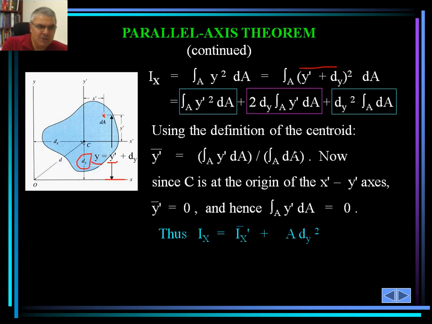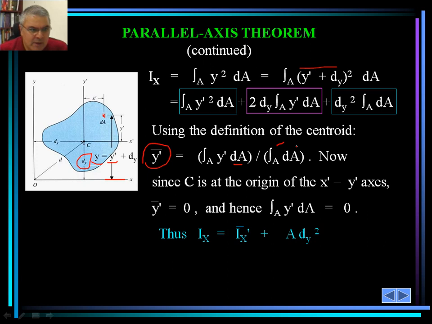And as such, you can see there are three terms here. As you can see, the first term relates to the definition of the centroid, doesn't it? So the definition of the centroid is y prime bar equals the integral over the area of y prime dA, the differential element, divided by the integral over the entire area of dA.